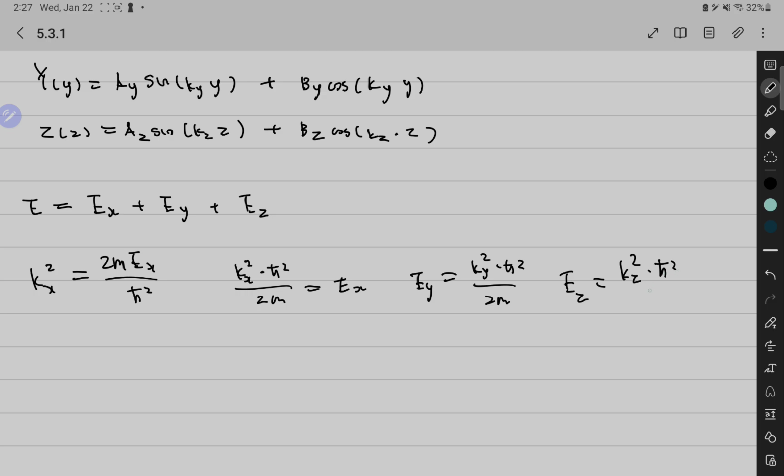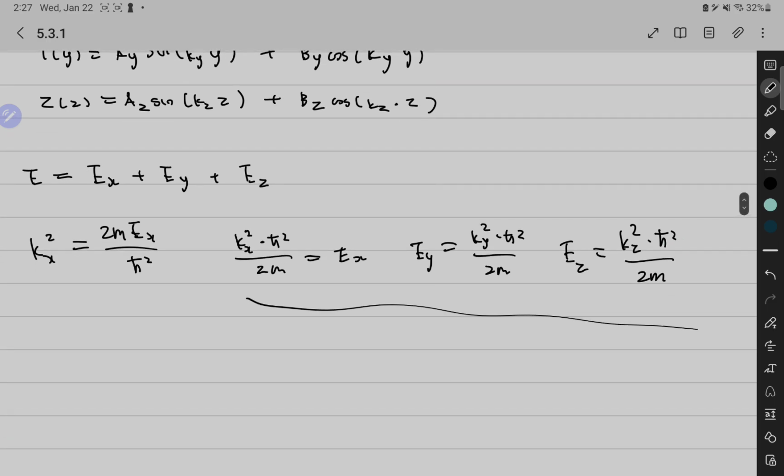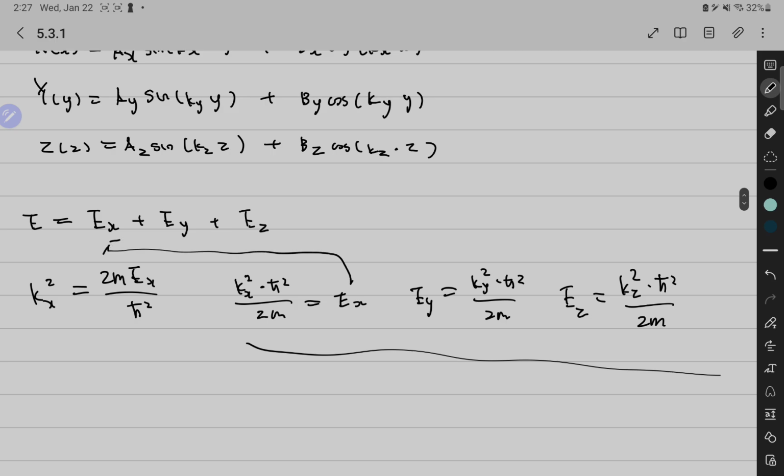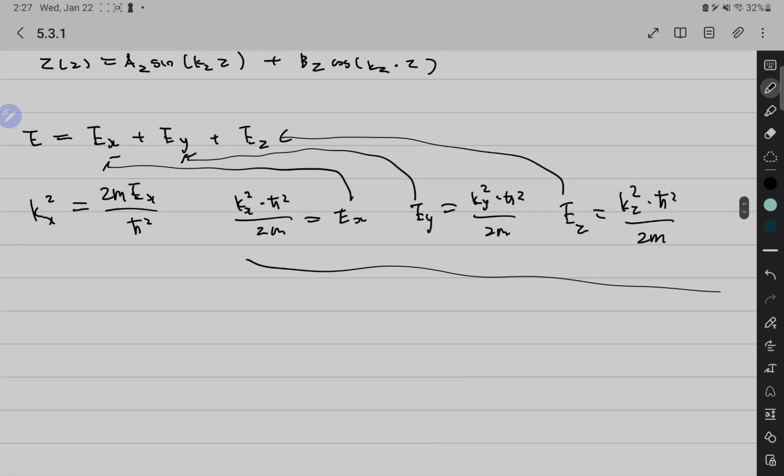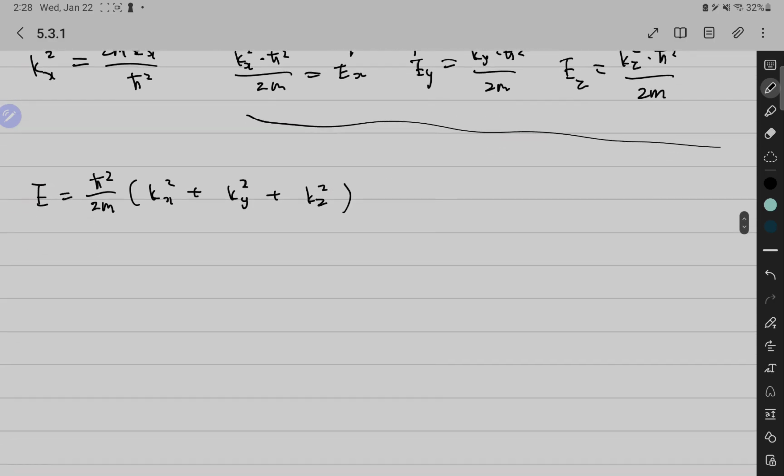Kz square times h square over 2m is what we have here. So if we plug each one of these into this equation, it's going to give us E is equal to h bar square over 2m times kx square plus ky square plus kz square. So we have the formula for the total energy.